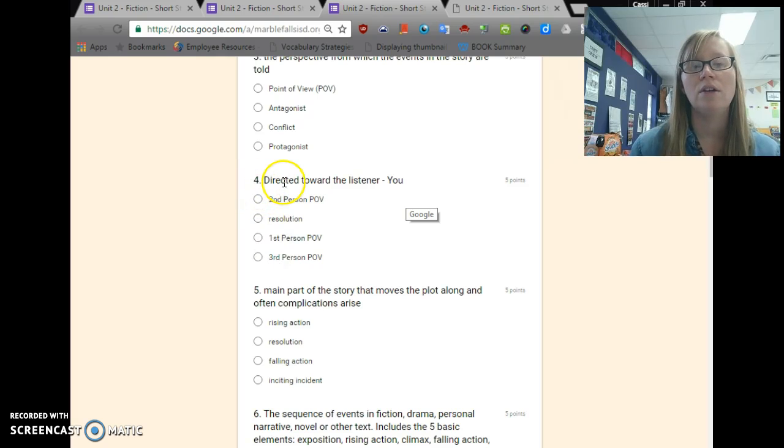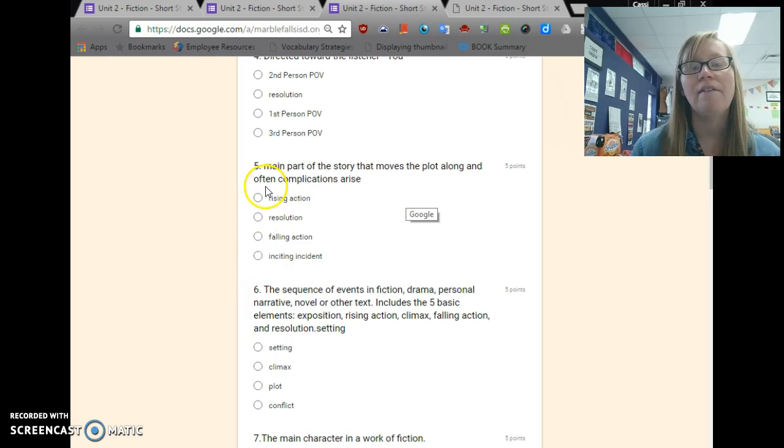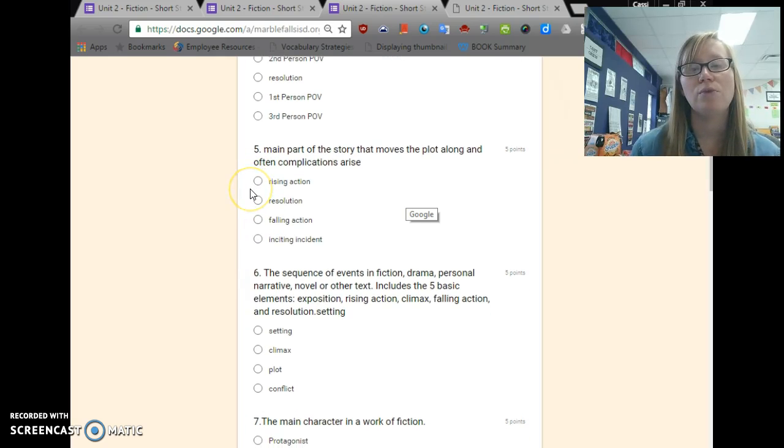Question 4. Directed toward the listener, you. Is that an example of second person point of view, the resolution, an example of first person point of view, or third person point of view? 5. The main part of the story that moves the plot along and often complications arise. Is that the rising action, resolution, falling action, or inciting incident?